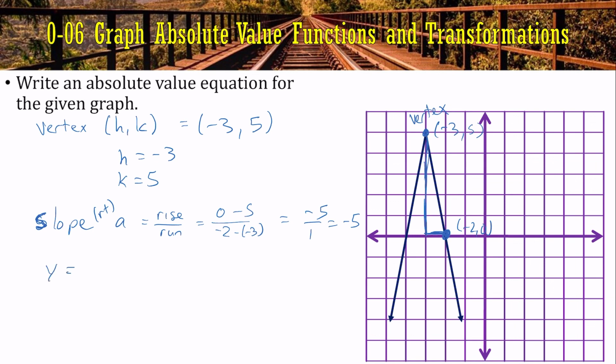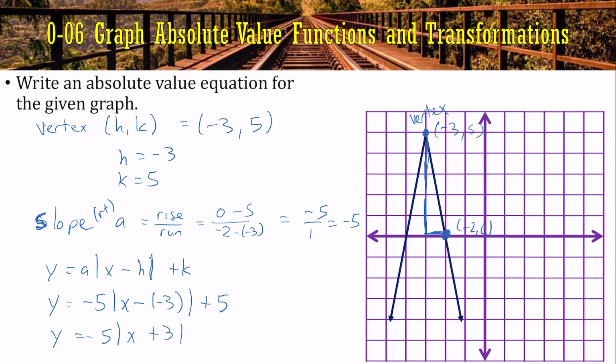So it's y equals a, absolute value of x minus h plus k. a is negative 5. h is negative 3. k is 5. Oh, hey, minus a negative is a plus. So there we are. You could graph it in your graphing calculator and see that it matches.